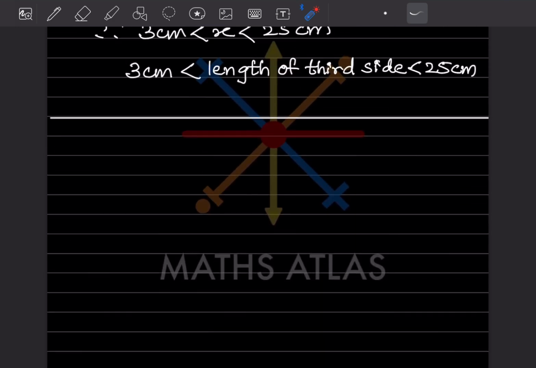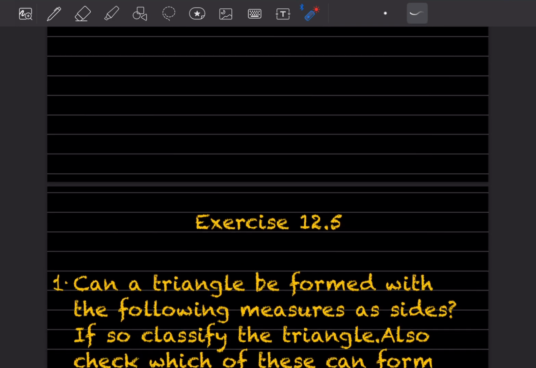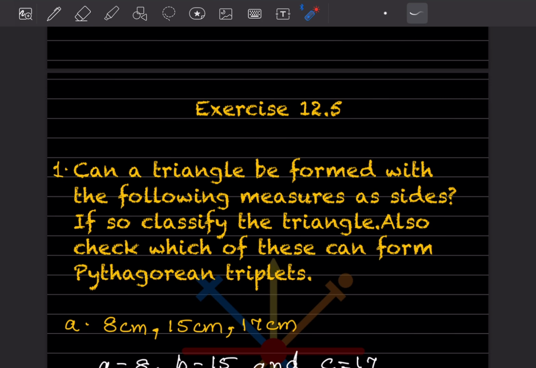So this, we had only two questions. So now let us start with exercise 12.15 also, because it was a very short exercise. Here: can a triangle be formed with the following measures as sides? If so, classify the triangle. Also check which of these can form Pythagorean triplets.